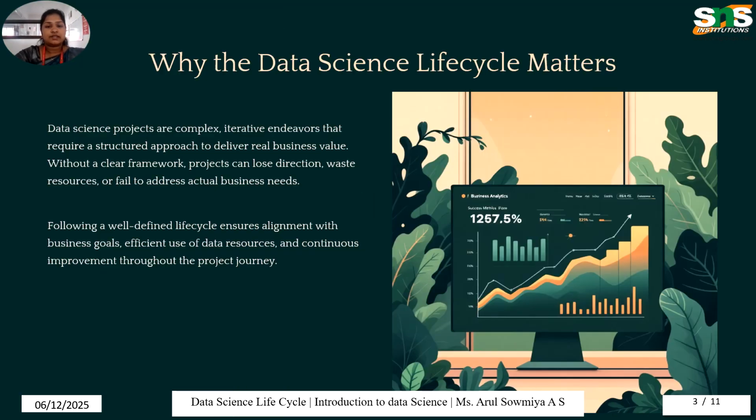So next, why the data science lifecycle matters. Data science projects are very complex, iterative endeavors that require a structured approach to deliver real business value. Without a clear framework, projects can lose direction, waste resources, or fail to address the actual business needs. So following a well-defined lifecycle ensures alignment with business goals, efficient use of data sources, and continuous improvement throughout the project journey.